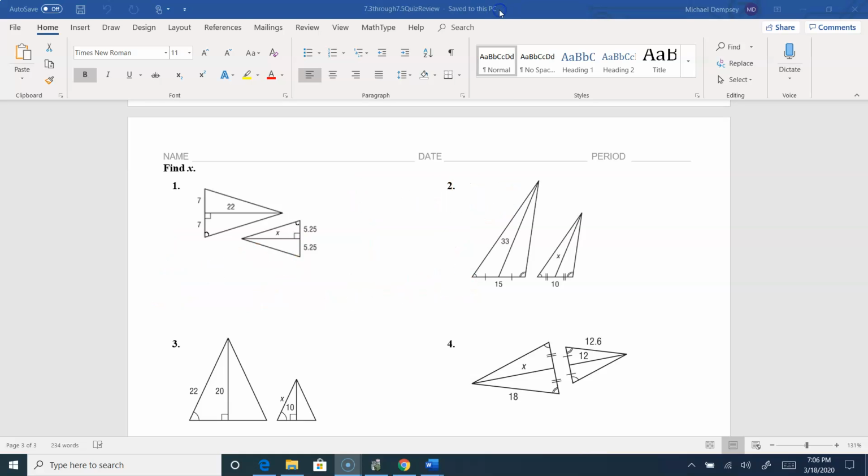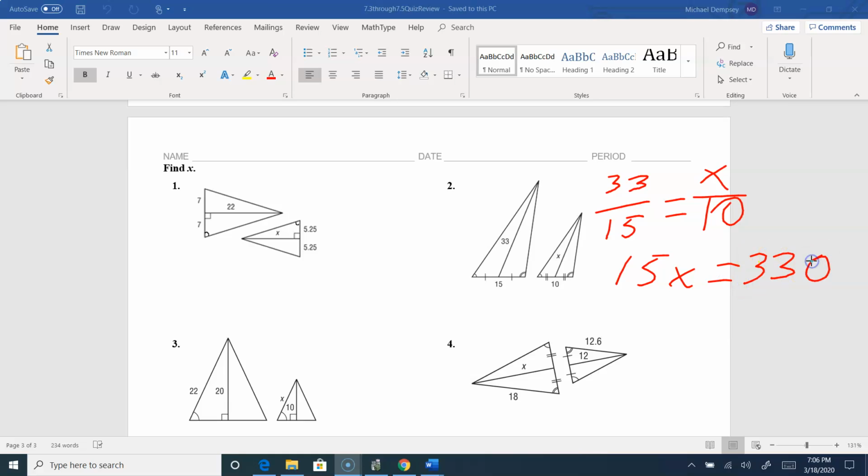All right. So the second one, we have 33 to, it looks like 15 is the whole side at the bottom. It's not really going to matter because 33 is a median and x is the median of the other triangle, and we put 10 down at the bottom. Pretty easy. We cross multiply and we have 15x equals 330. Divide both sides by 15, and x is 22.